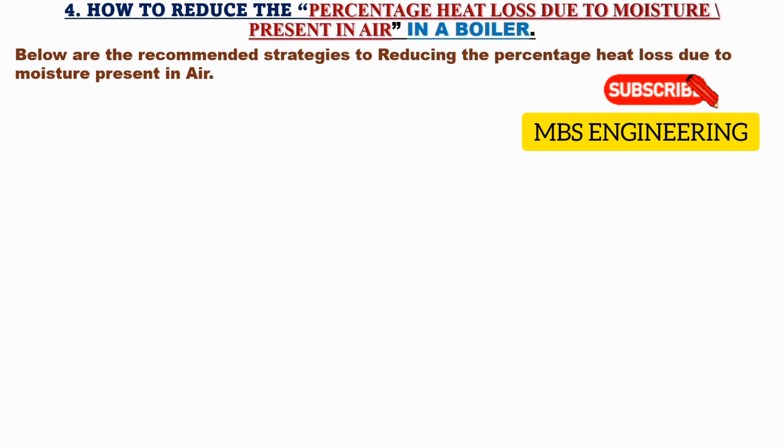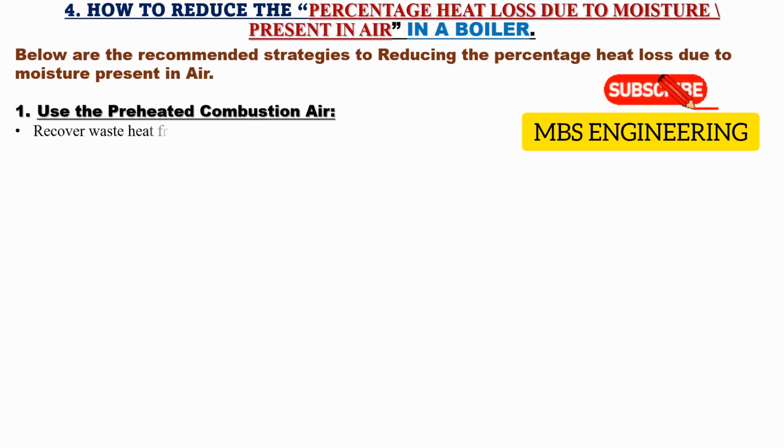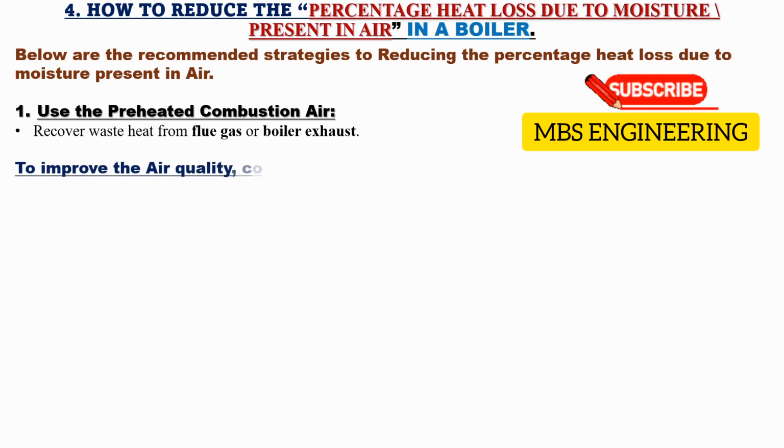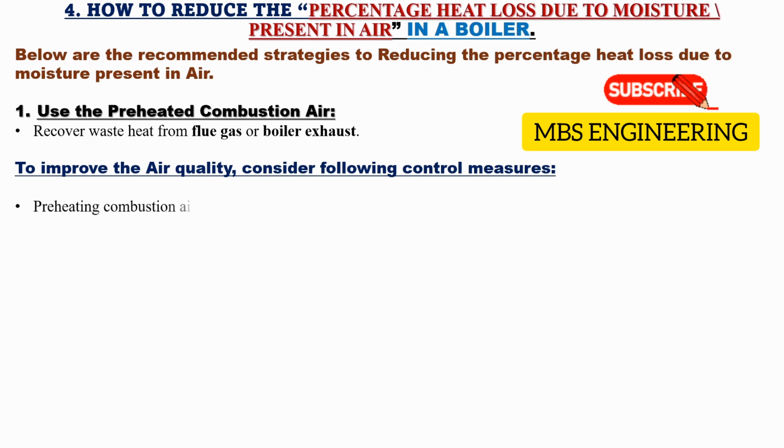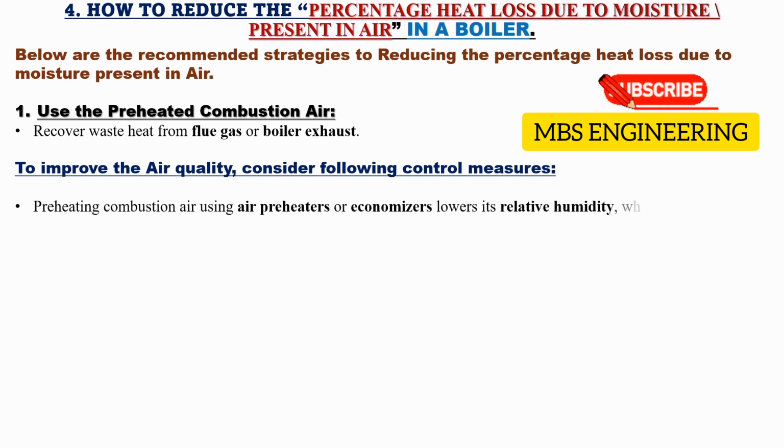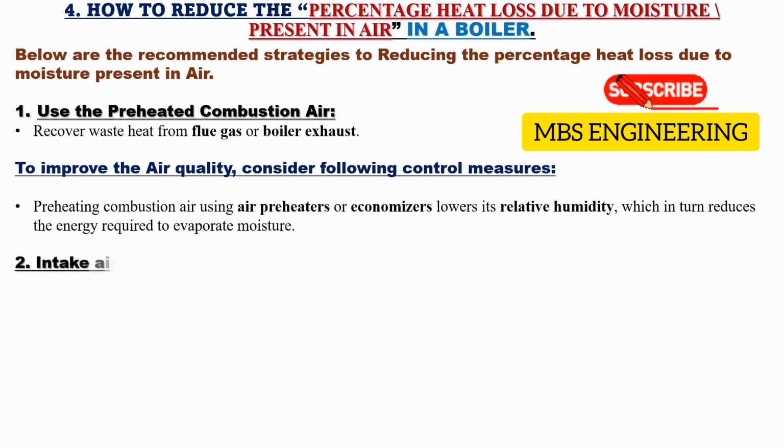The first recommendation to reduce the heat loss is to use preheated combustion air. Recover waste heat from flue gas or boiler exhaust. To improve the air quality, consider the following control measures. Preheating combustion air using air preheaters or economizers lowers its relative humidity, which in turn reduces the energy required to evaporate moisture.